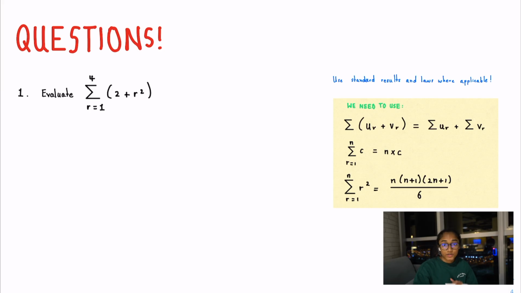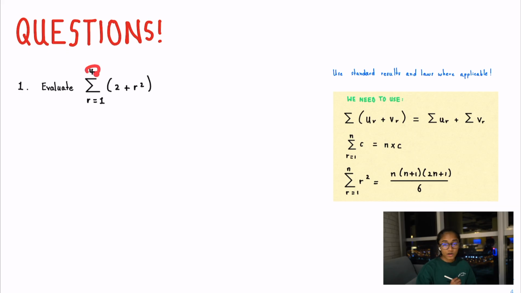Alright. Now we're going to look at questions. But before, I want you to remember that there are 3 summation laws and 3 standard results. We need to know these in order to solve this question, and of course all the others, especially in past papers, although I only found one past paper which we'll look through. So the first question, 4 is our upper limit and 1 is our lower limit.